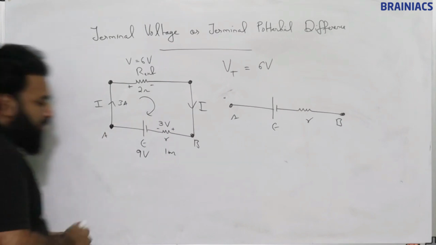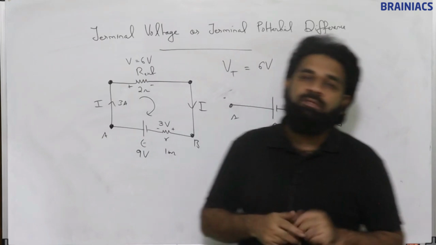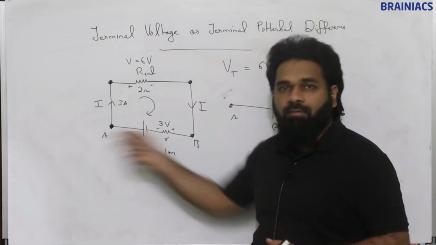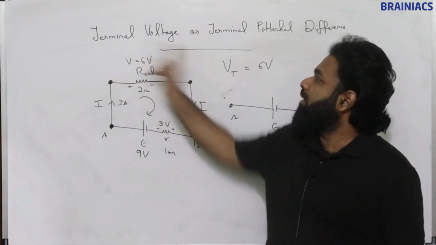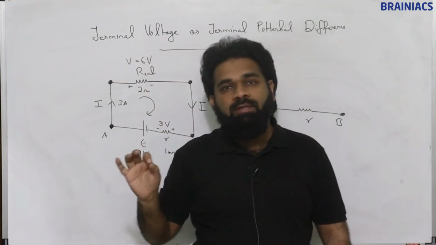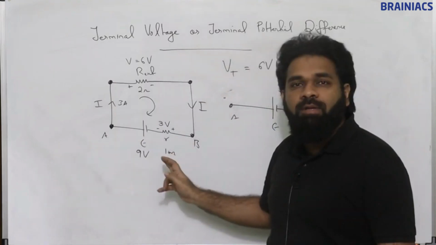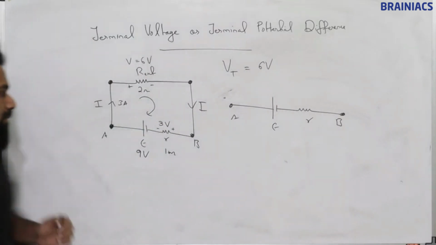So the difference between EMF and terminal voltage is that EMF is the voltage across the same terminals A and B when no current is flowing, and terminal voltage or terminal potential difference is the voltage across the same terminals when current is flowing. Okay, when current is flowing. So we will write that.